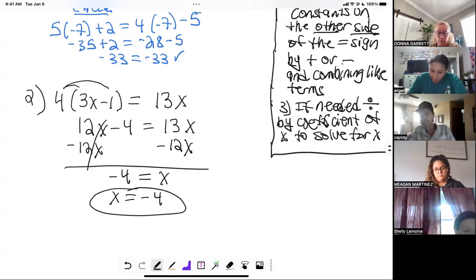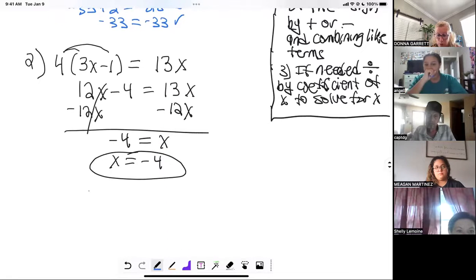So that's my answer. But see how moving 13 wouldn't help me, because I had everything on one side of the equation. I want to separate them, x on one side and number on the other side. Okay, so then we're going to check. I'm not going to check every single one, but I just want to show you a few of them. You should always check them. So always use the original equation.